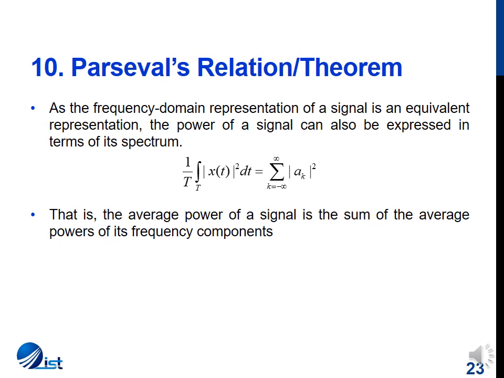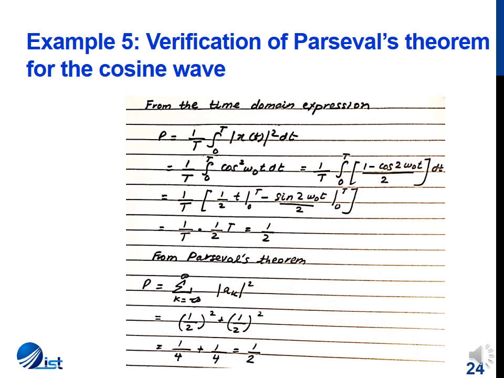Let us apply this theorem to find the power of a periodic signal from both the time domain and the frequency domain perspective. To determine the power of a cosine waveform from the time domain perspective, we remember that the formula for power is you square the signal and you integrate it for a period. So when we square the cosine signal and integrate it over a period, following the steps shown, we get power equal to 1 by 2.